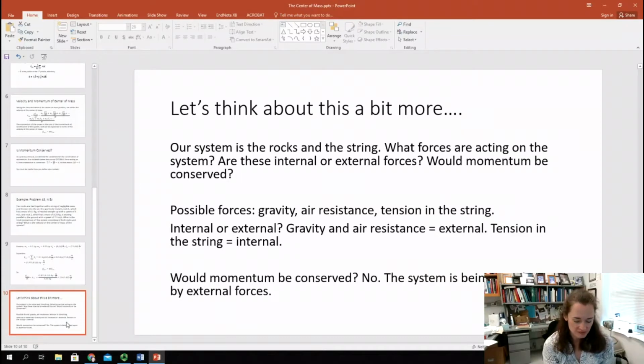But you have to really make sure that you understand when momentum is conserved and when it's not. If there are forces external to the system that you have defined, momentum is not conserved. If there are only internal forces, in other words, forces between objects within the system, you're good to go.